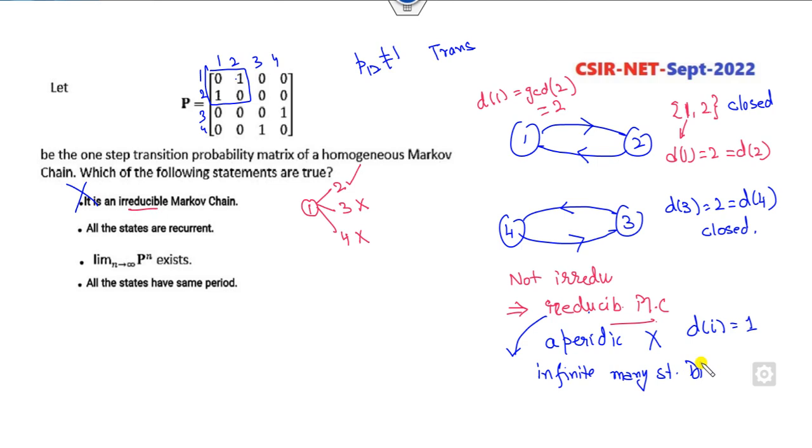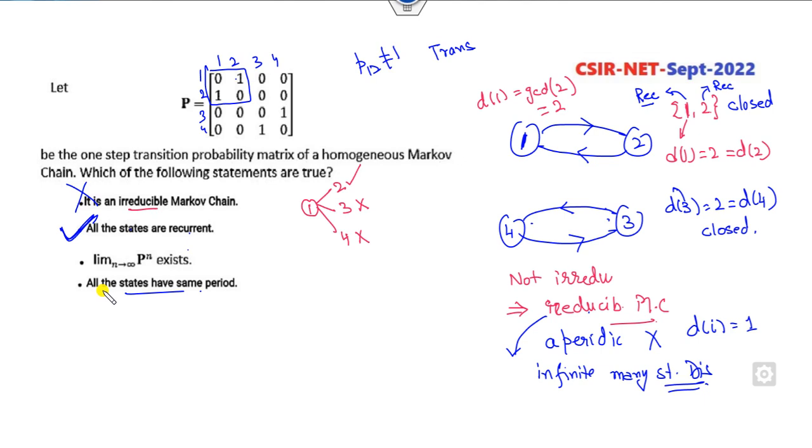So all the states are recurrent. Now how can you check whether it is recurrent or not? Is it possible to start from 1 and come back to 1? Yes. So 1 is recurrent. So all are closed. So 2 is also recurrent, 3 is also recurrent, 4 is also recurrent. So 'all these states are recurrent' is the correct option. 'All these states have the same period.' Yes, but it is not aperiodic.